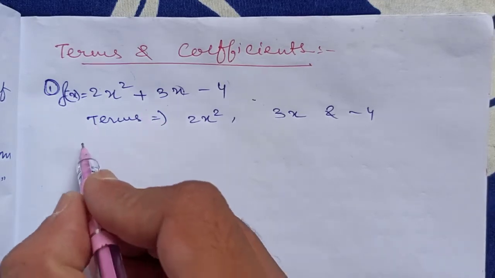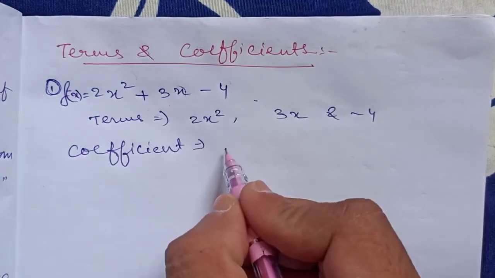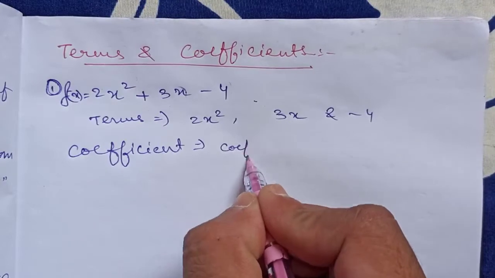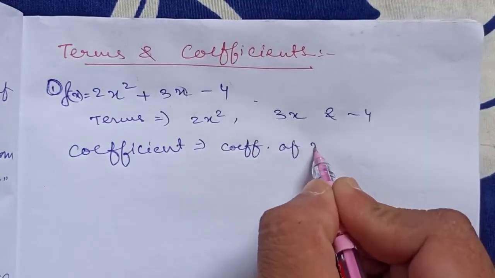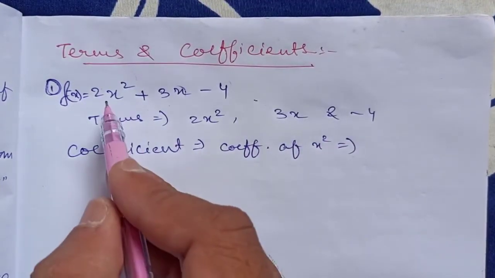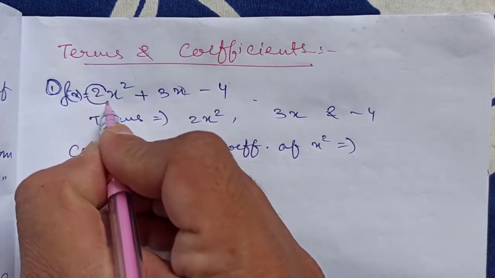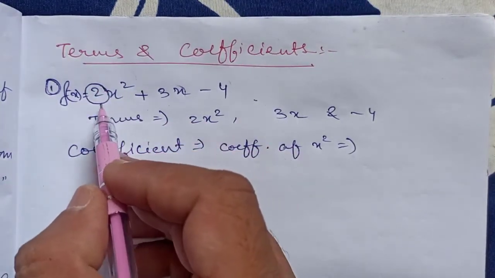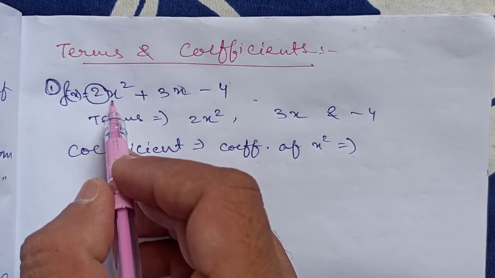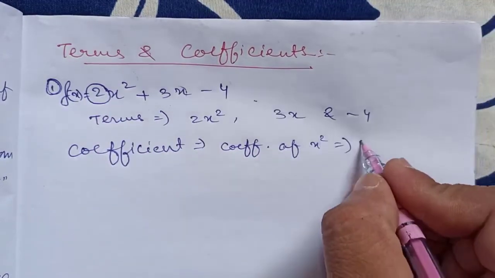Okay, what is coefficient? Suppose I write the coefficient of x square. What will be the coefficient of x square? Coefficient means the number which is written with the variable. The number which is written with the variable is its coefficient. So the coefficient of x square is 2.